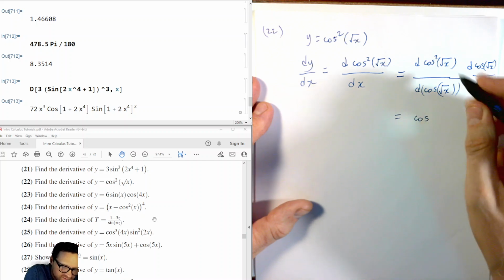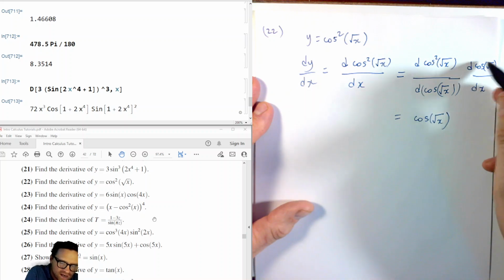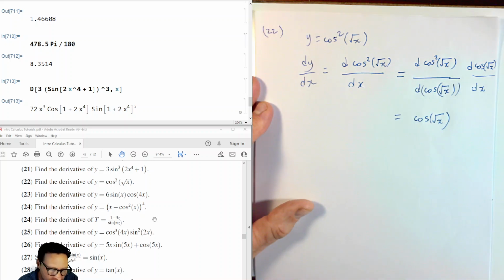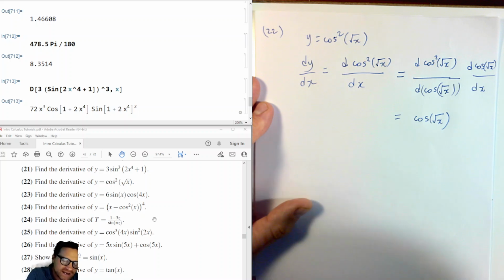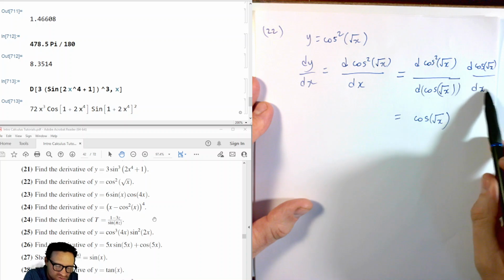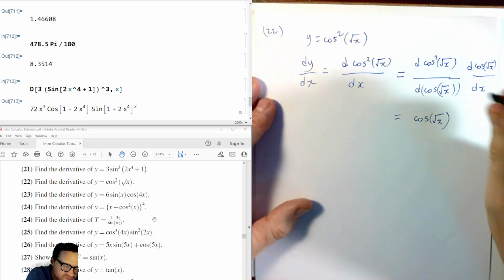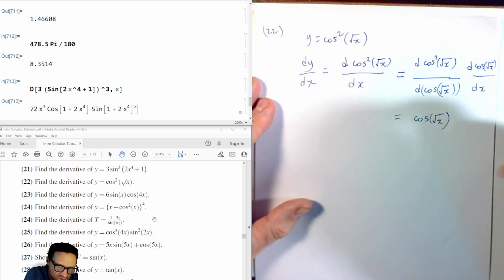So for this derivative, I have cos of the square root of x. Now the derivative of cos of the square root of x with respect to x, I know that I need to differentiate with respect to the square root of x and then multiply by the derivative of the square root of x with respect to x. So we need another chain rule on this.